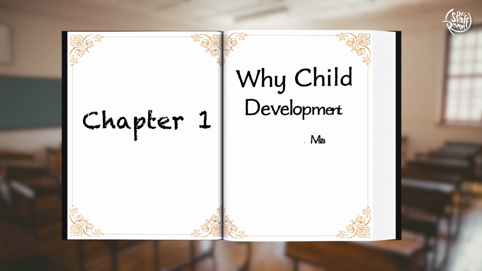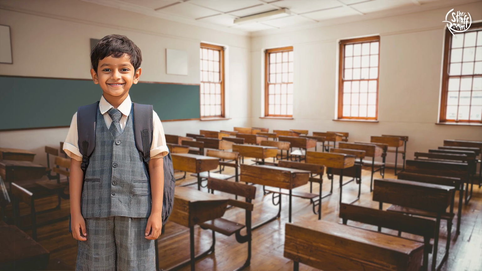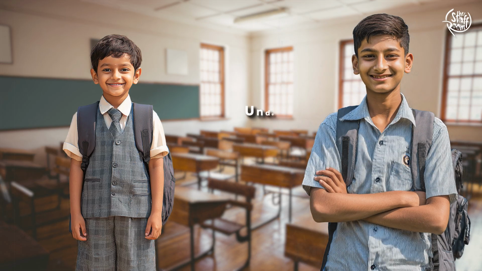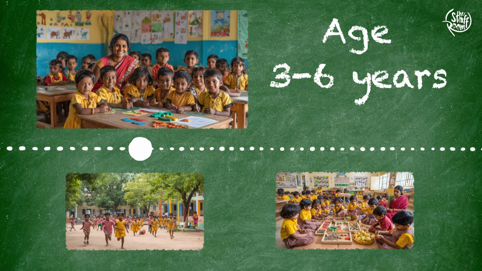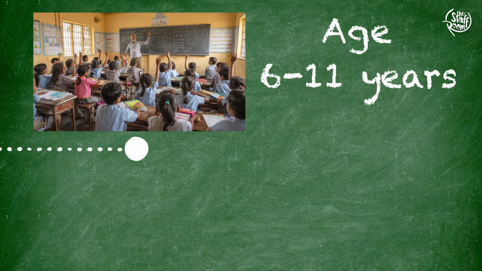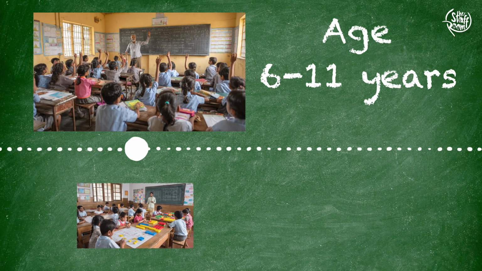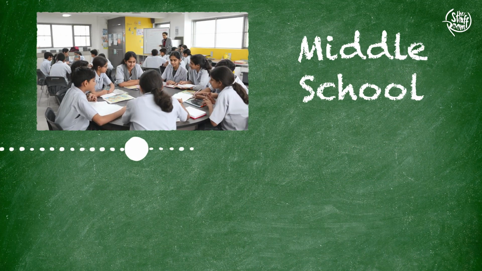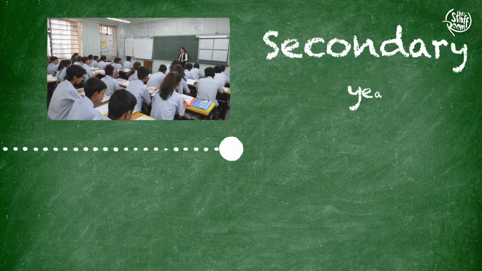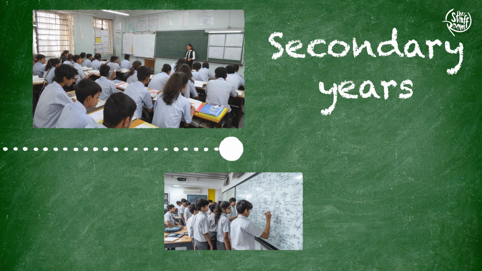In the first chapter, let's understand why child development matters in your classroom. Think about the students in front of you. A 6-year-old student and a 14-year-old student understand things very differently, right? Research shows that young children aged between 3 to 6 learn best through play and concrete experiences. Between 6 to 11, they start moving towards abstract ideas, but still need real-life examples. By middle school, critical thinking begins, and in secondary years, abstract reasoning fully develops.